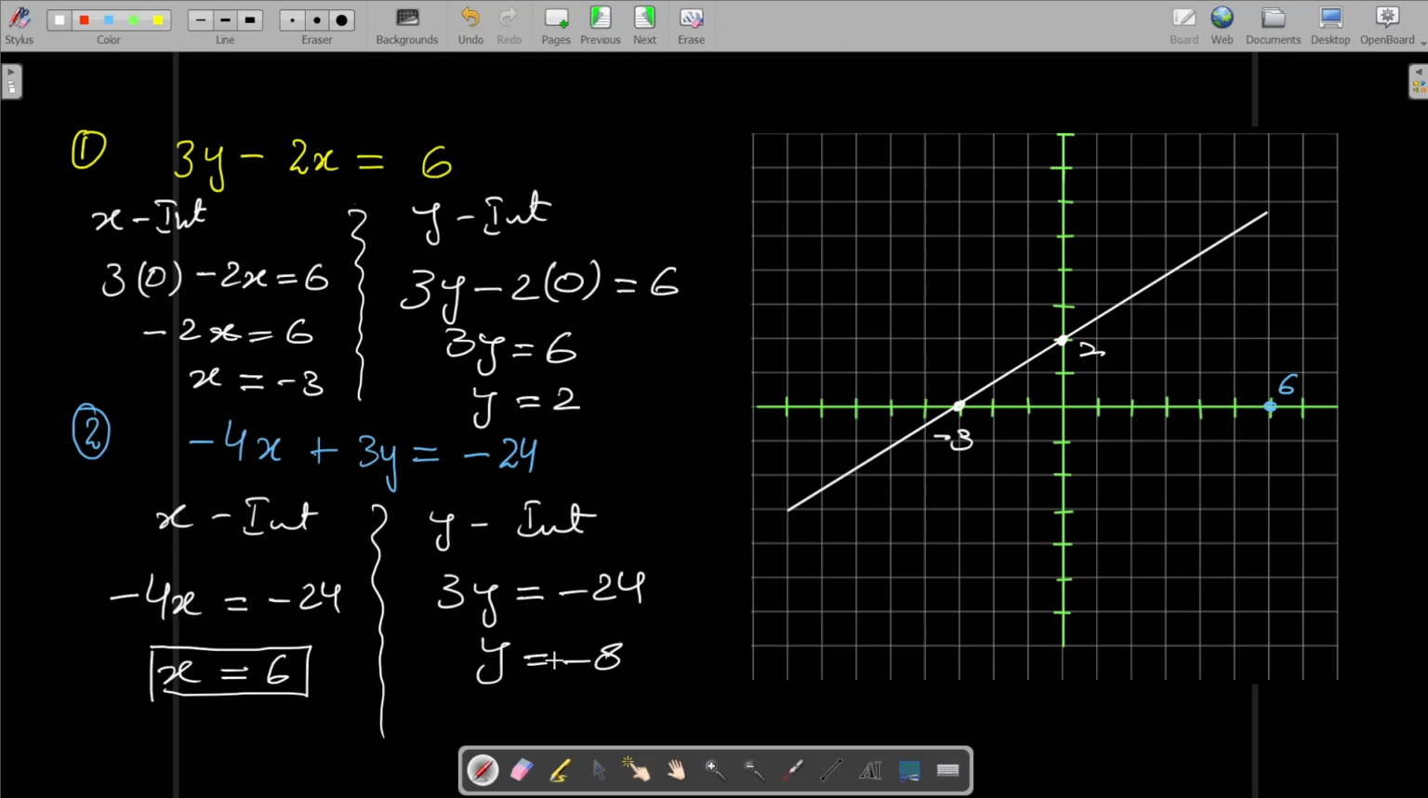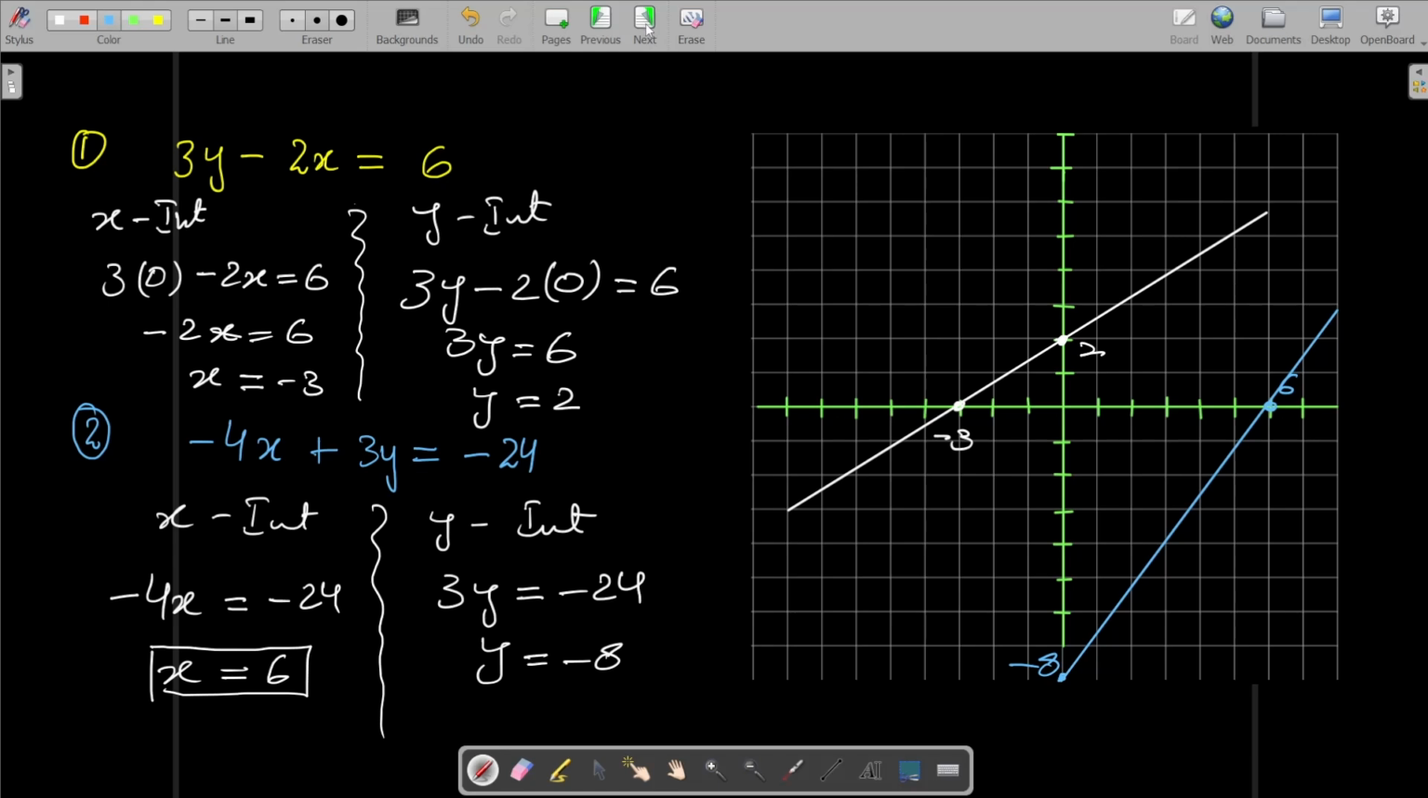Now all you have to do is just count where exactly this negative 8 will be. So let's count on the y-axis. So negative 1, negative 2, negative 3, negative 4, negative 5, negative 6, negative 7, and somewhere here it will be negative 8. All you have to do is just join these 2 points together, and this line right here is the line which is represented by this equation. So this was all for scenario number 2.